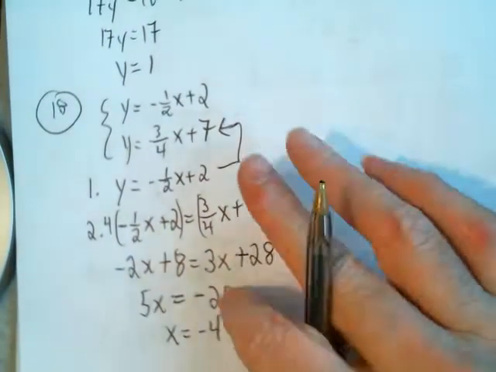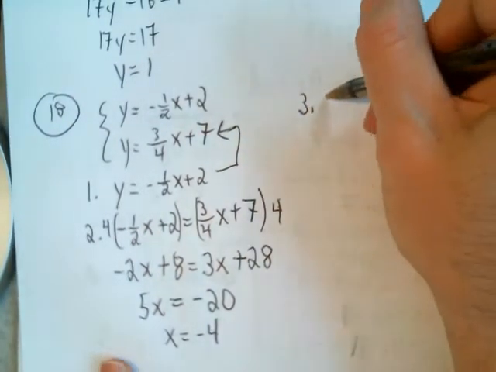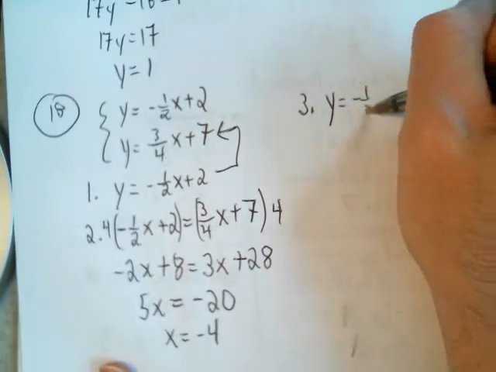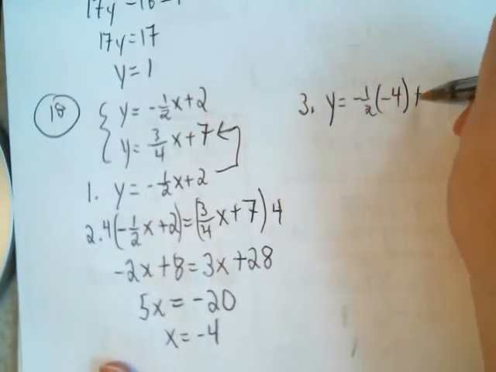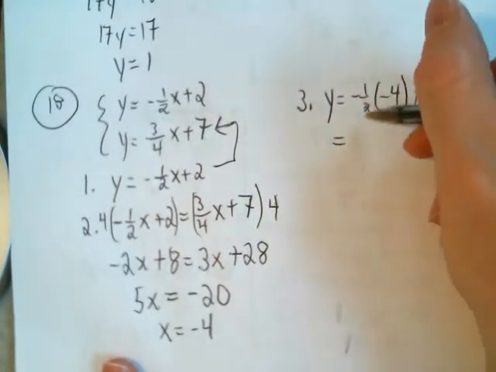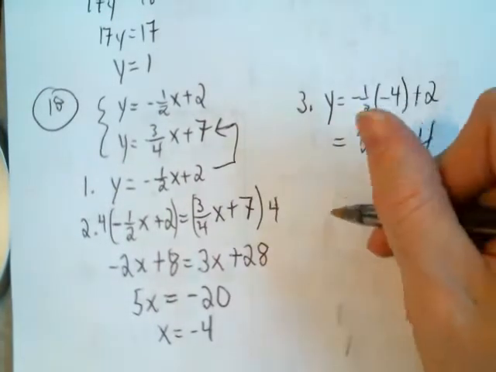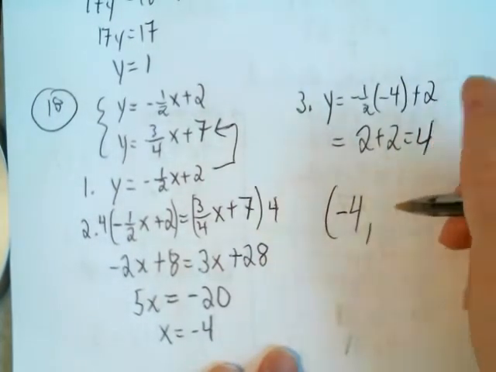Substitute this now back into the equation from step 1. You get y is negative 1/2 times negative 4 plus 2. Negative times a negative is positive. 1/2 times 4 is 2. And at the end, we get the solution, negative 4, comma 4.